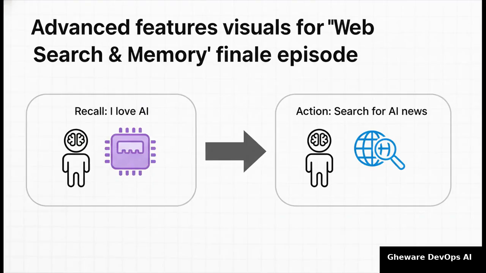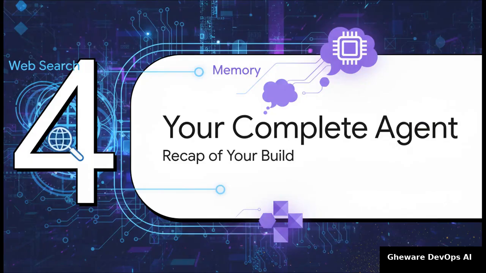Now for the ultimate test. Let's combine its new superpowers. Notice the prompt doesn't say, "Search for AI news." It forces the agent to first dip into its memory to remember what I said I love, and then use its web search tool to act on that retrieved memory. This is where you see all the pieces snapping together and working in harmony. It's so cool.